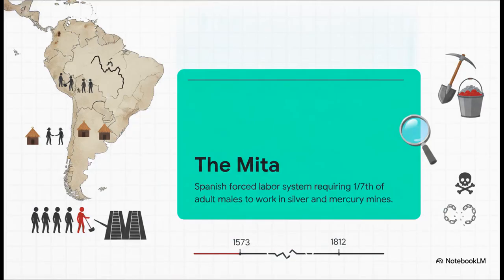So who's the culprit? Well, it's not modern corruption or bad geography. Back in 1573, the Spanish Empire created the Mita. It was this horrific, unrelenting forced labor draft. Basically, if you lived inside that black line, 1/7 of your adult men were sent off to lethal silver and mercury mines. It was a death sentence, and it ran for over 200 years.